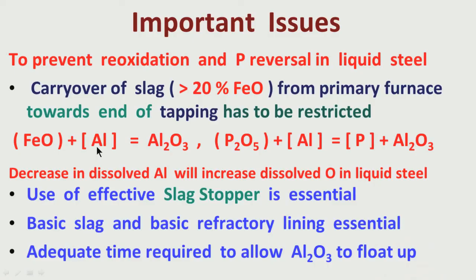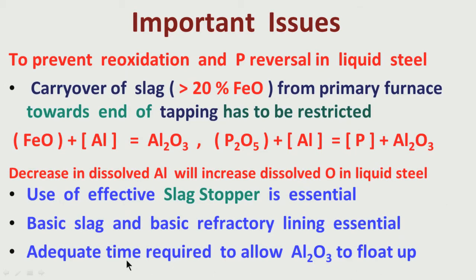So, another requirement is basic slag and basic refractory in the ladle, because if you have an acid slag, that means if I have SiO2, then this SiO2 will again react with aluminum or dissolved oxygen in liquid steel, create SiO2 and generate some problems. Moreover, the slag also should be basic, so that alumina, when it is floating up, gets absorbed by the basic slag.